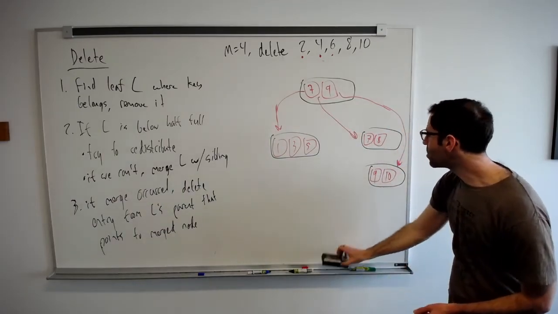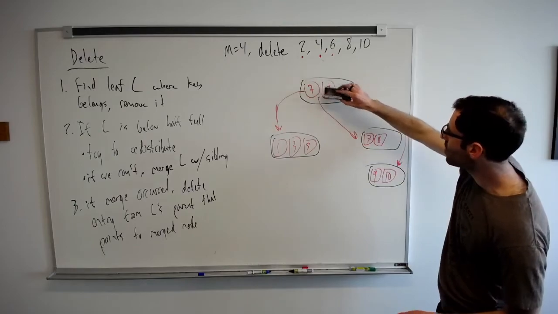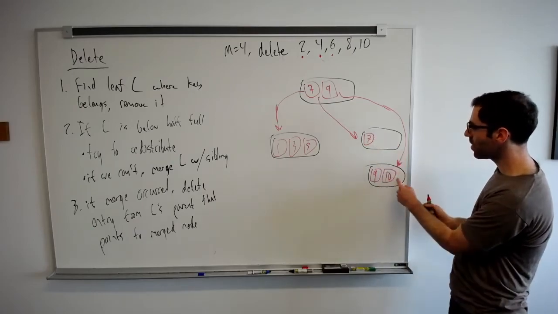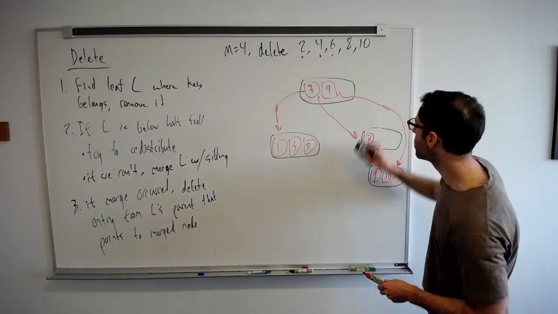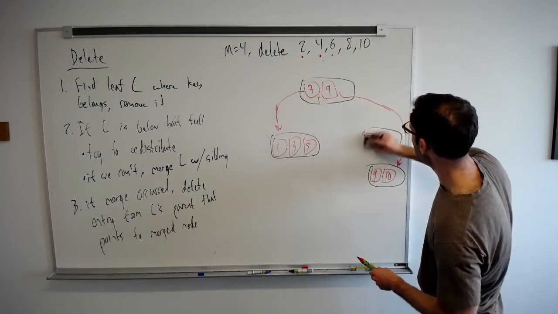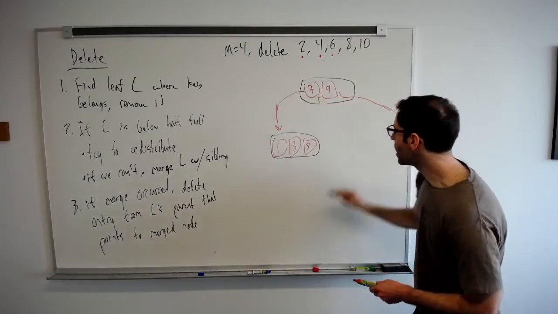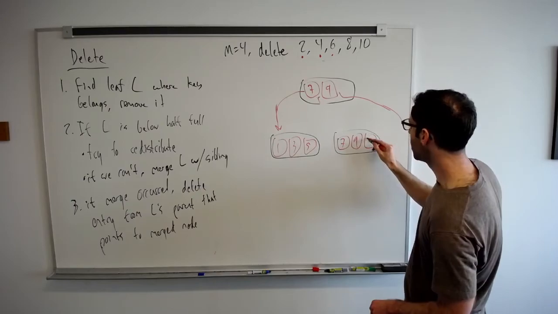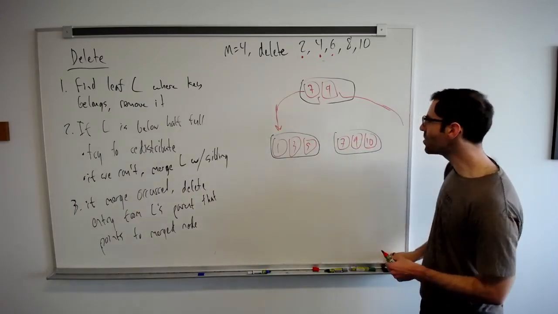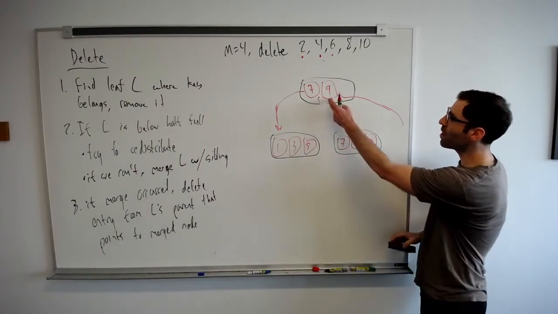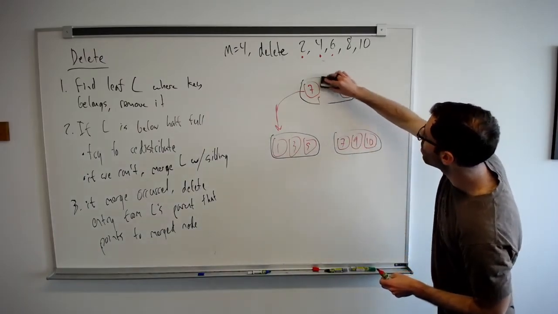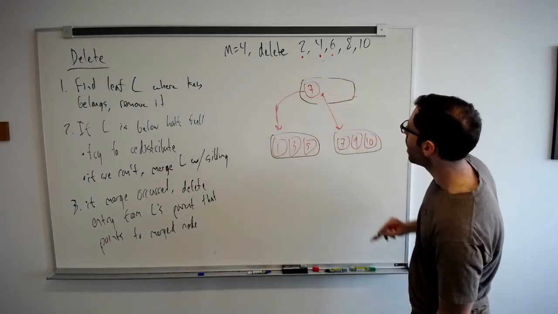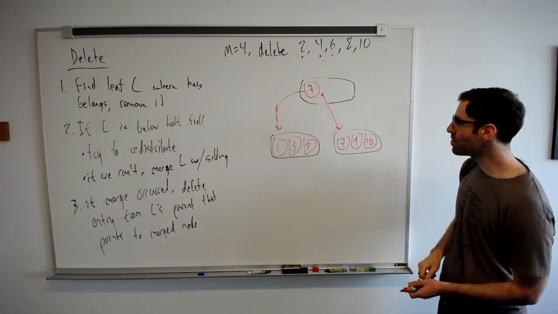Now it comes to removing 8. 8's greater than 7, less than 9, so we can find it here. This is below capacity. We can't borrow from the neighbors, so we need to merge them. And we get 7, 9, and 10. And then we will get rid of the entry that was referring to the node that was merged away. And we're now in this situation.